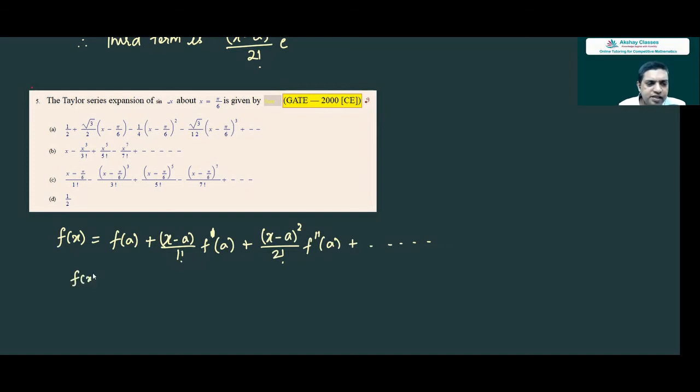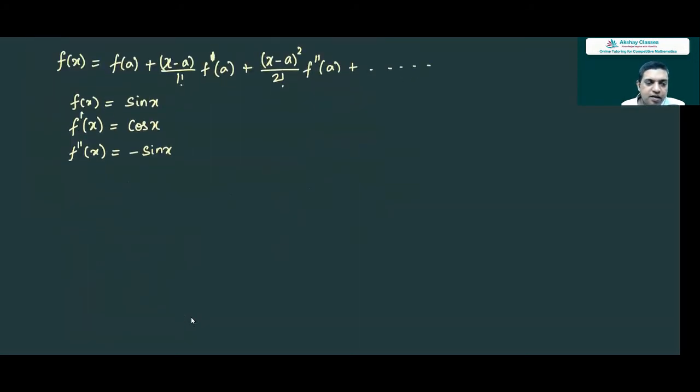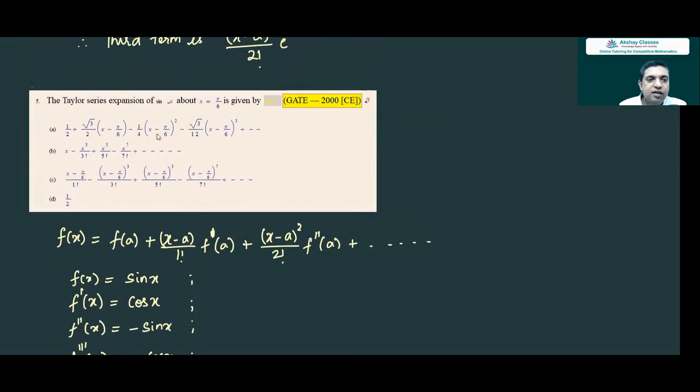So f of x is sine x. What is the derivative of sine x? Cos x. What is the derivative of cos x? Minus sine x. And what is the derivative of minus sine x? It will be minus cos x. Now, we are expanding about x equal to pi by 6. So what is f of pi by 6? Sine pi by 6. What is sine pi by 6? Half.